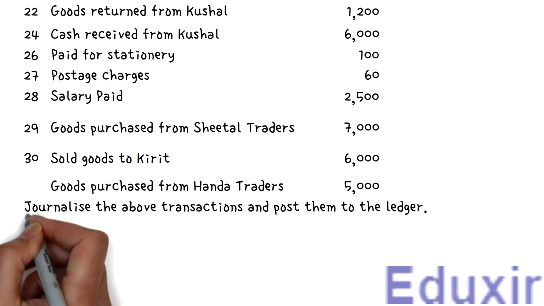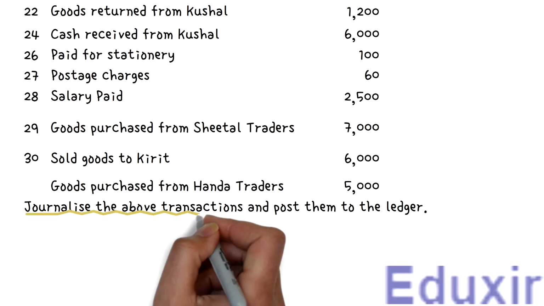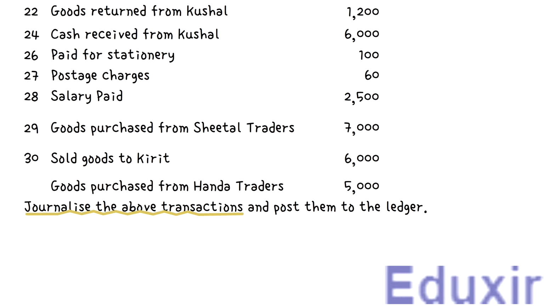Note here that in this problem, it is asked to generalize these transactions. So we'll record all these transactions in the journal book. In other words, we will not be using the other subsidiary books or cash book, and we will record everything into the journal book.